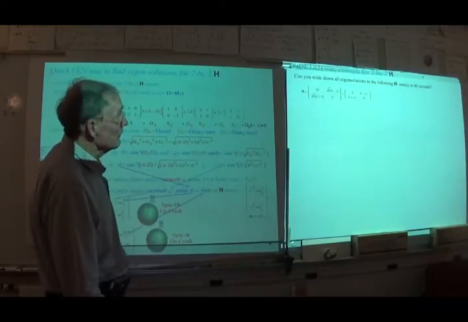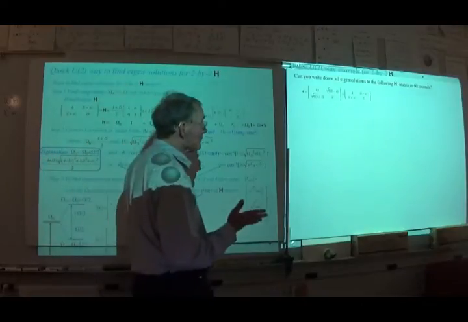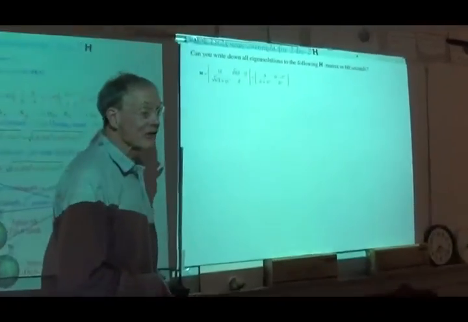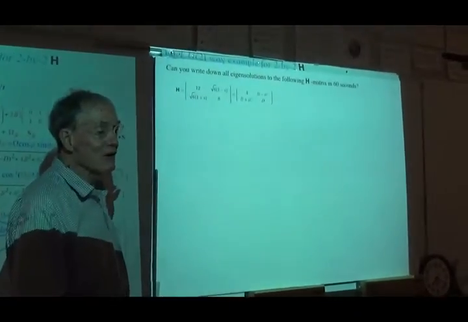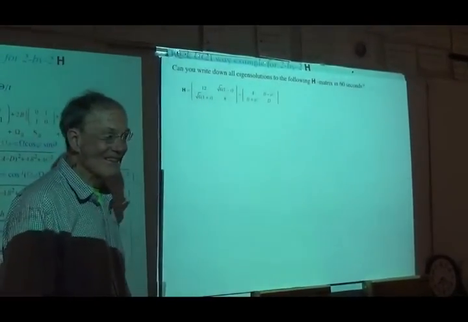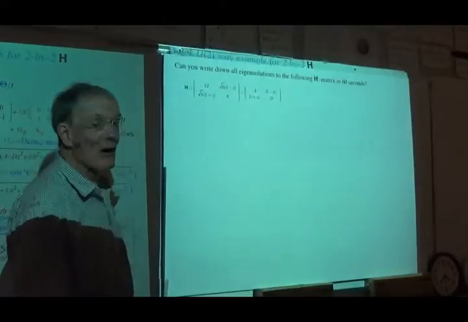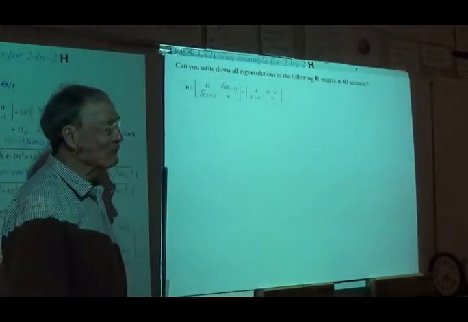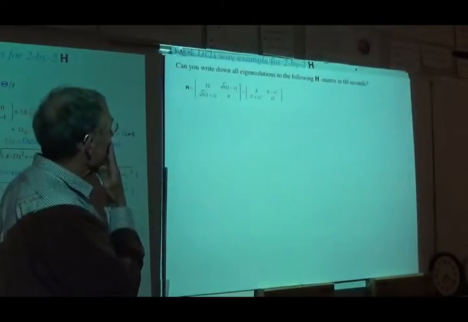Can you write down all the eigensolutions of the following Hamiltonian matrix in 60 seconds? Remember the movie called Gone in 60 Seconds? This is about car thieves, right? Which we have 2 of in the Congress now.